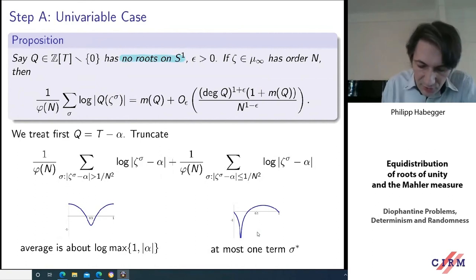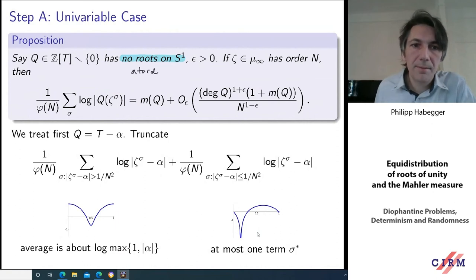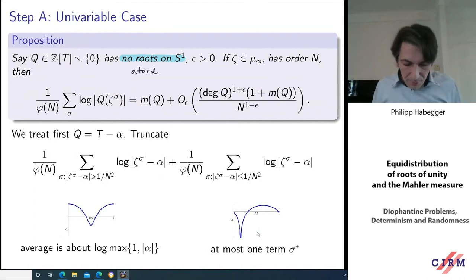Namely, this is just the atorial hypothesis in dimension one. As you recall, being atorial in dimension one means Q is not zero on the unit circle. So this is where the atorialness comes into the picture. And let me give you an idea how the proof works. The proof is rather straightforward here.